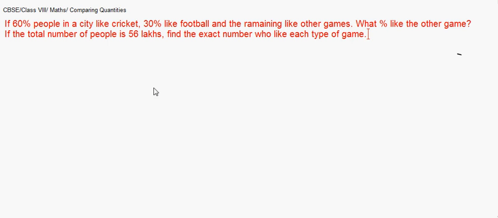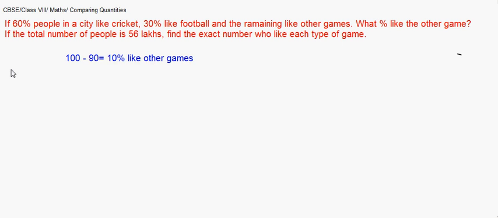Now look at the question. It says 60% like cricket, 30% football, so that makes it 90% already. So that means only 10% of the people, because it's 100 minus 60 minus 30, so it is 100 minus 90, right? So I'm just orally telling you it's 60 plus 30. So it is 10% only like other games. We have to find the exact number who like each type of game.